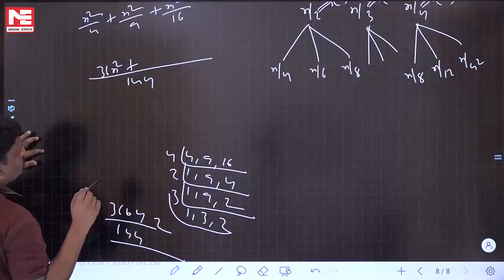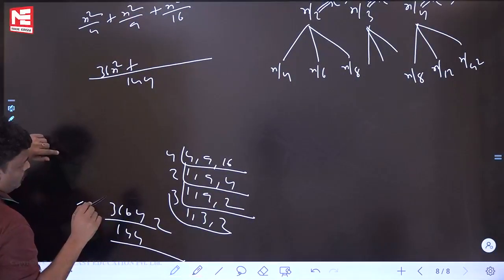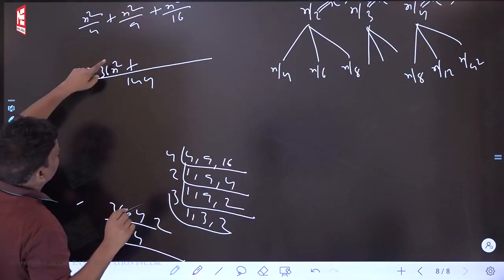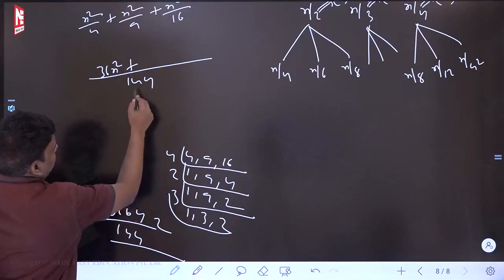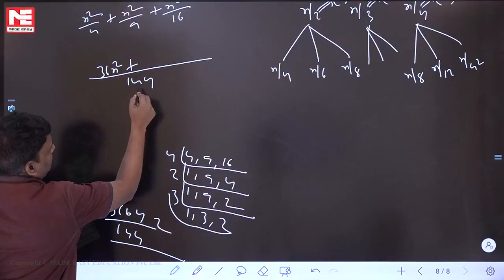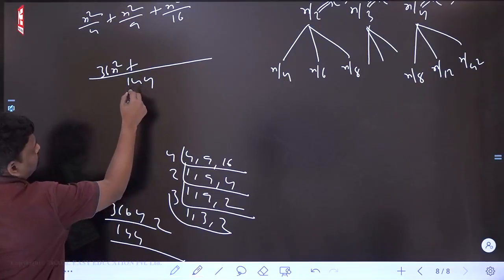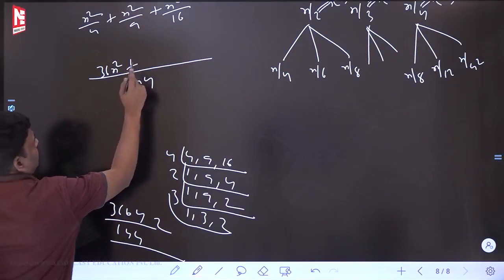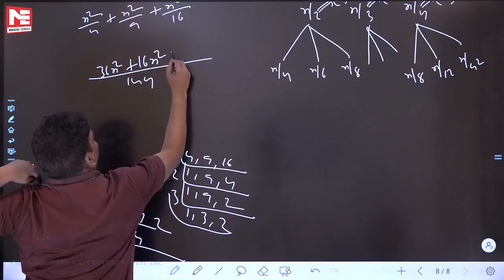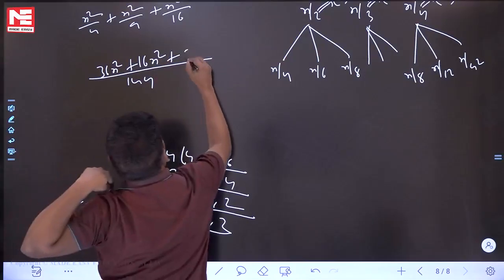Next one. What is this one? 9. So it is going to be 9. How many times will 9 go? 9 once 9. Next one is 9 once 9, 9 6 is 54. 16 n square. Next one, it is 9 n square.